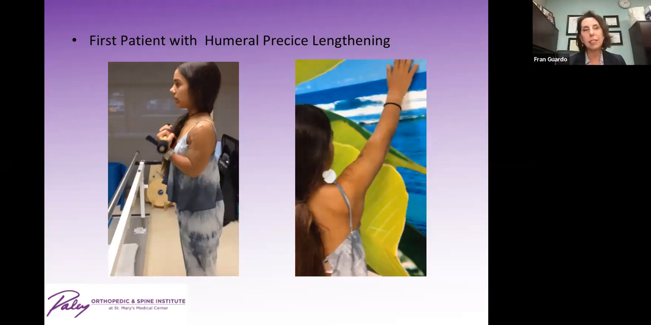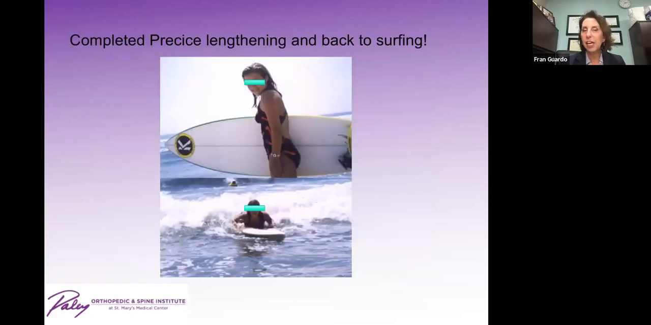Okay, so this is the first patient that we did an internal PRECICE on, and this was really back in 2012, I think. And she was a young lady with hypochondroplasia. She did very well. I have somebody sitting in my office right now that has achondroplasia that does have a PRECICE nail, and he'll be available for questions in a few minutes if you want. After her lengthening, she was able to return to surfing and just got on with her life very well, and was very happy with her outcome.